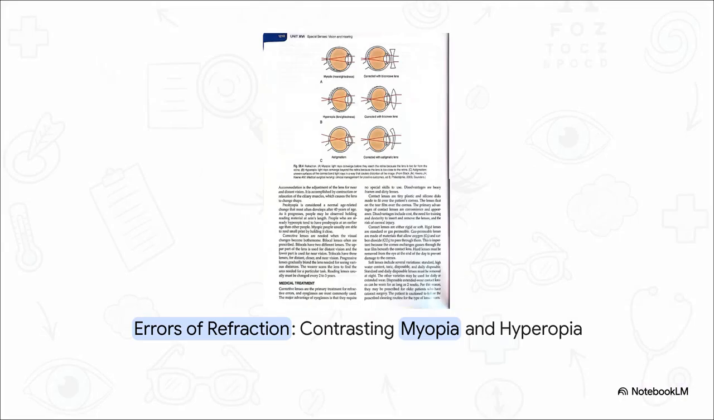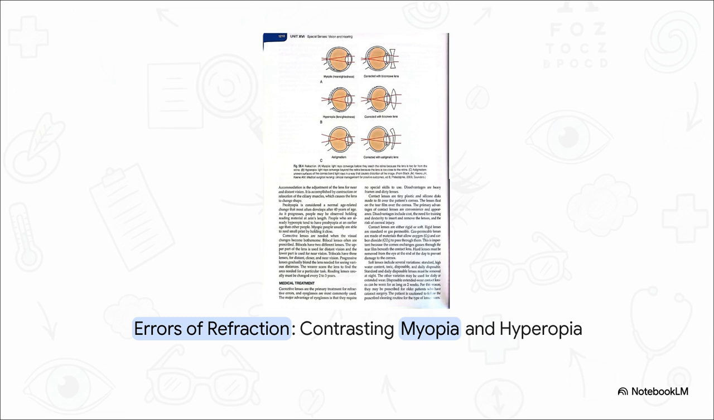Right off the bat, let's hit key points 1 and 2, which are all about errors of refraction. Notice how in a normal eye, light rays focus perfectly right on the retina. It's seamless. But in myopia, nearsightedness, the lens is actually situated too far from the retina, so those light rays converge in front of it. And to correct this, we use biconcave lenses.